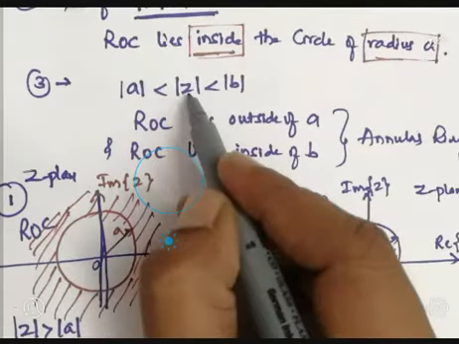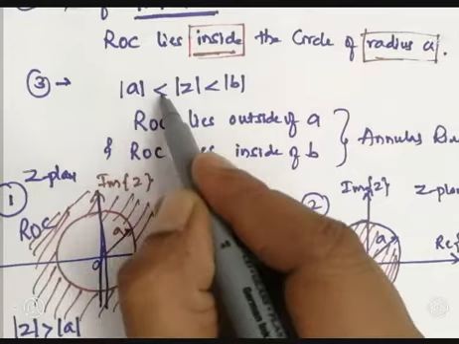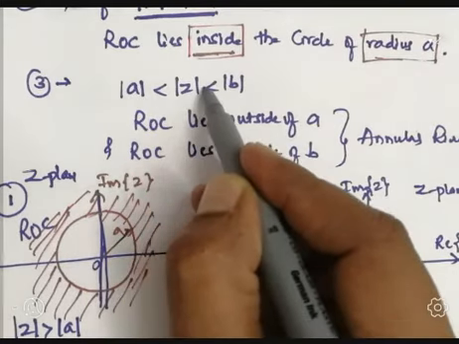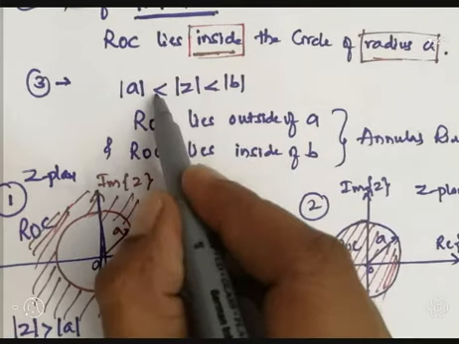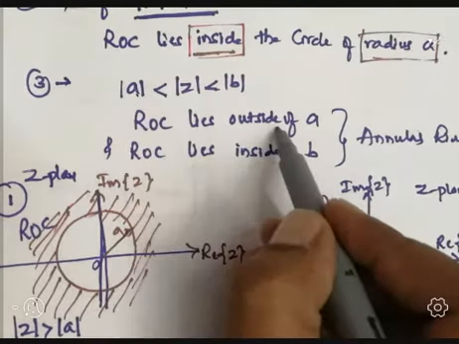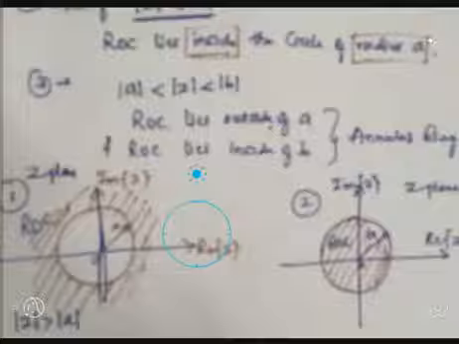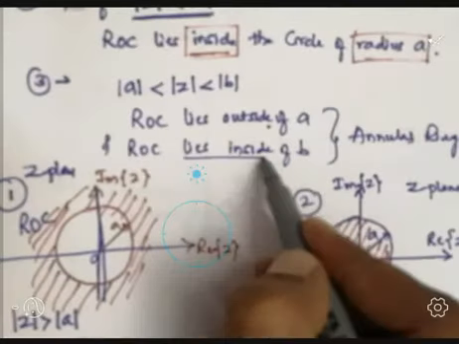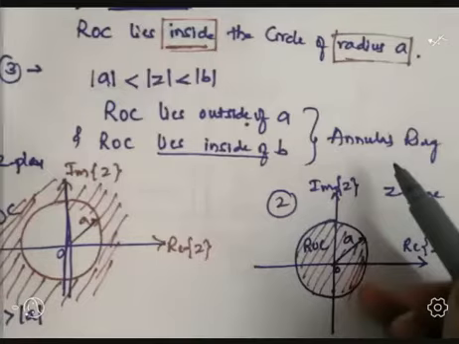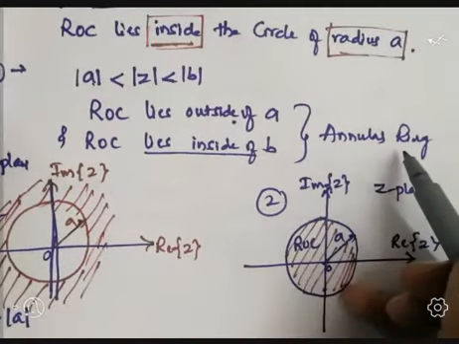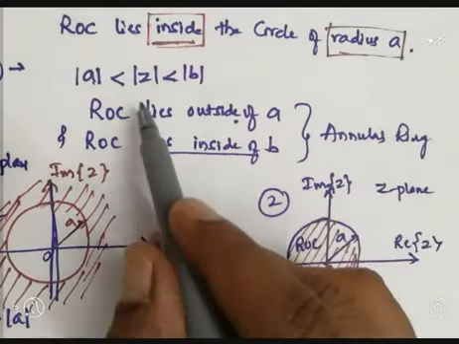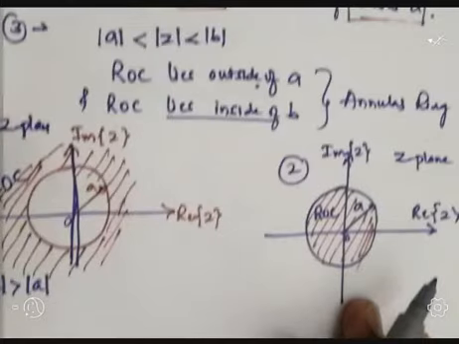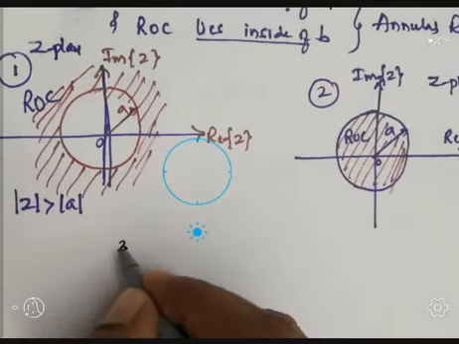Let's go for the third case of ROC. Mod of z is greater than mod of a, but less than mod of b. We can say that ROC lies outside the circle of radius a, as well as inside the circle of radius b. So it acts as an annular ring. ROC lies between a and b. So let us sketch on the z plane. Case number 3.